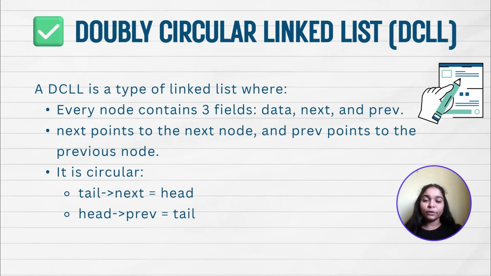So we'll divide this video in two parts. In the first part, we'll cover what is doubly circular linked list, how it works, and see its code. And then in the second part of this video, we'll understand the C++ program. So let's start with the first one.